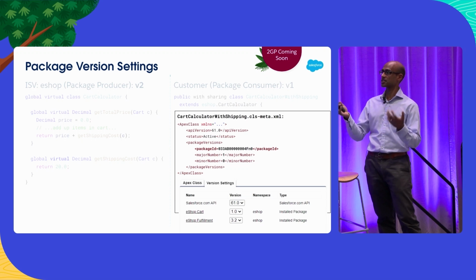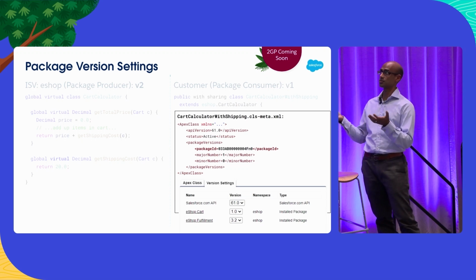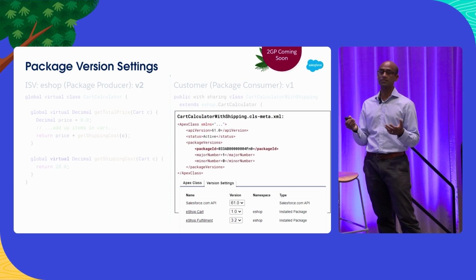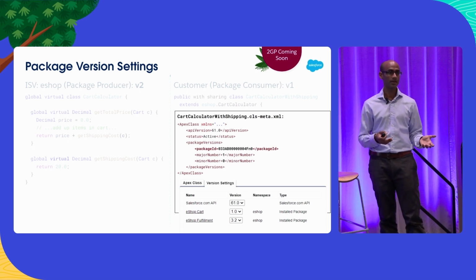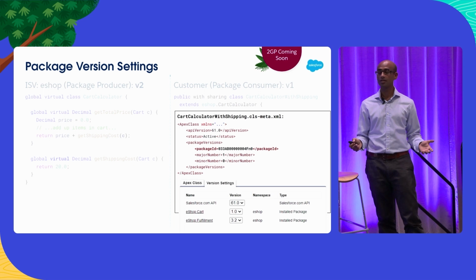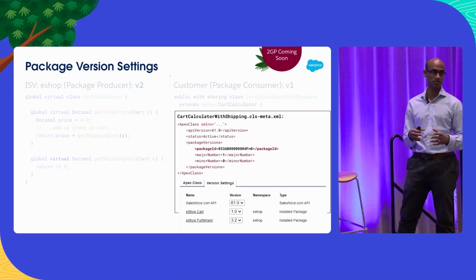But we want to specify that when we originally developed the cart calculator with shipping class, we developed it against version 1. And in fact, that will be done by default for you. So when you first save a class, we capture all the installed package versions you had in your org when you saved that class for the first time.